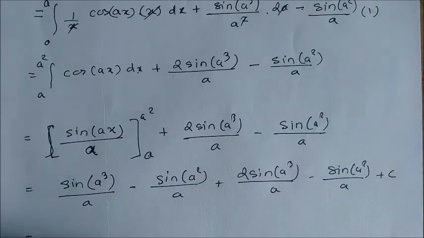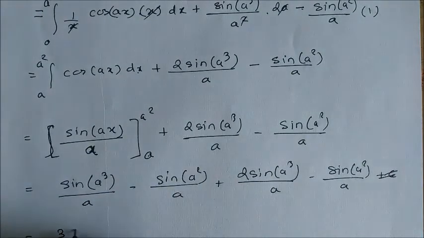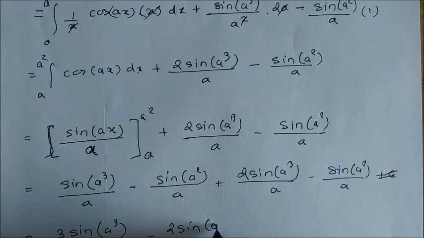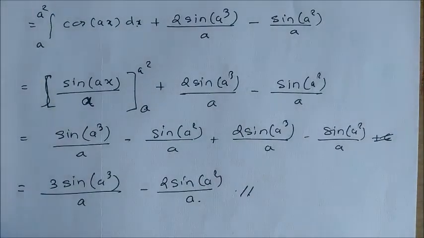So this is equal to, now, this constant is not required, so this is 3 sin(a³)/a minus 2 sin(a²)/a. So this will be the final answer.